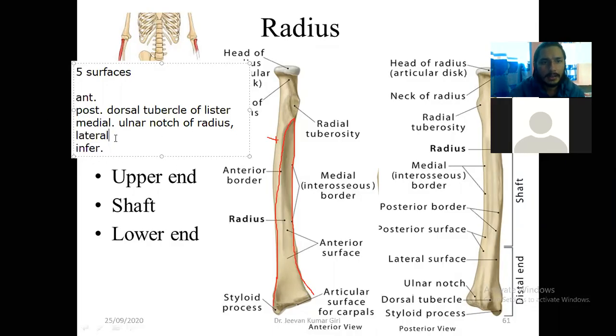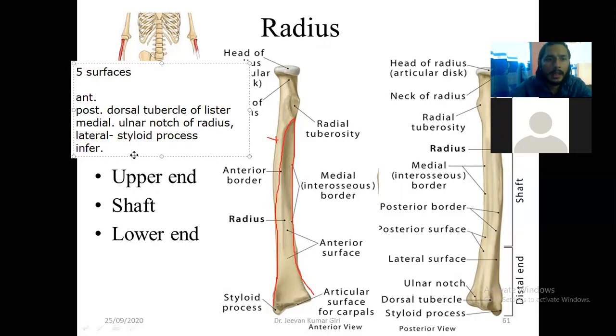Next is the lateral surface. From the lateral surface, there is an extension of a bony prominence downward. This prominence is the styloid process. So there is an extension of the bony process from the lateral surface, projecting downward. This process is the styloid process. The styloid process extends downward from the lateral surface of the lower end.